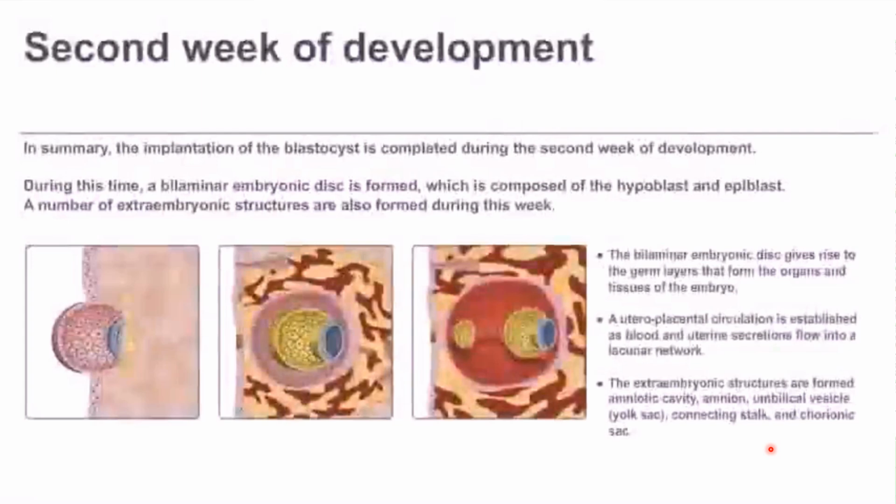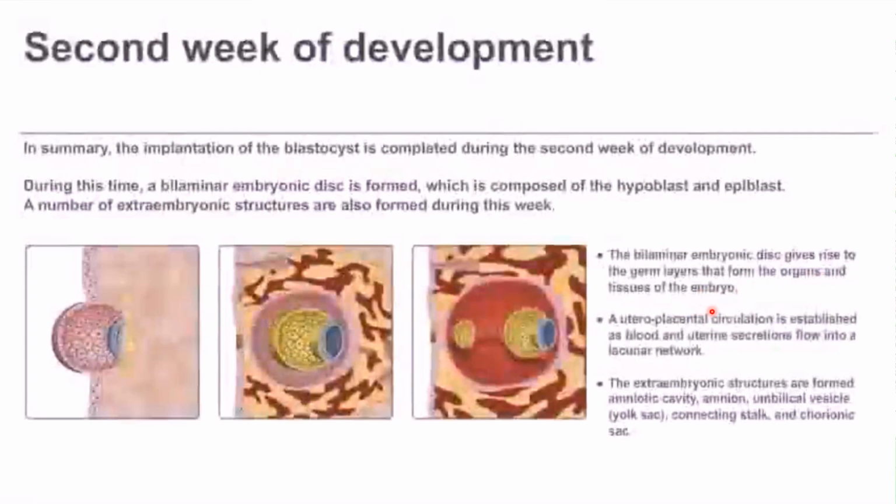Okay, so I'm sure you have understood what was happening. So in summary, the implantation of the blastocyst is completed during the second week of development. During this time, a bilaminar embryonic disc is formed, which is composed of the hypoblast and the epiblast. Then a number of extraembryonic structures are also formed during this week. Then the bilaminar embryonic disc gives rise to the germ layers that form the organs and tissues of the embryo.